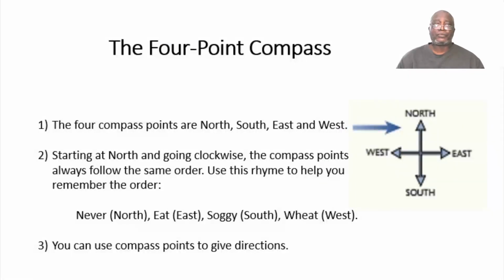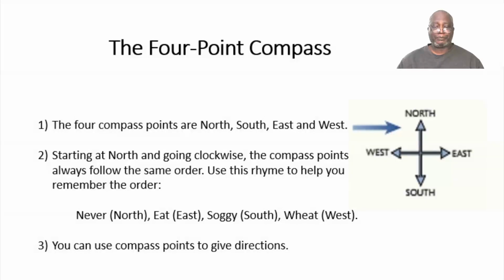Okay. Let's look at 4-point compass. The 4 compass points are north, south, east, and west. The image on the right shows them to you. However, there is a short rhyme we use to remember these compass points, and that is never eat soggy wheat. Never for north, eat for east, soggy for south, wheat for west.